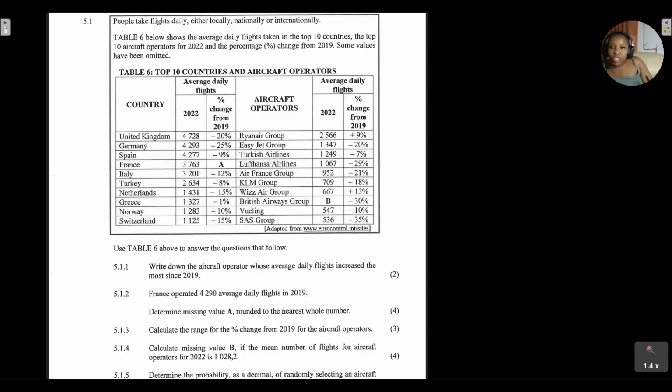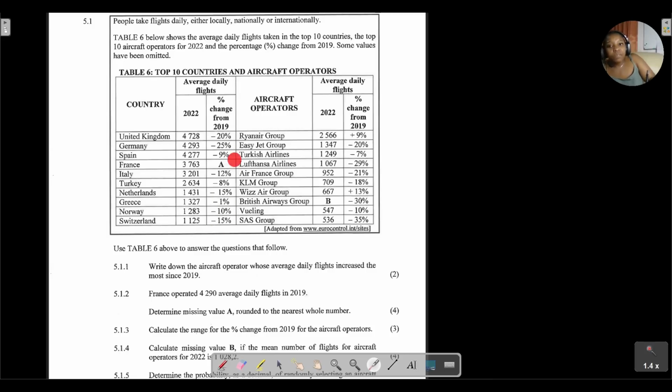Table 6 is the top 10 countries and aircraft operators. So when we're analyzing, we're given the top 10 countries here. This is the year 2022. What were the average daily flights that were taken? And then we were told that this is the percentage change from 2019. So we see that from 2019 there was a decrease of 20%, a decrease of 25%, a decrease of 9%. We don't know what's happening there. A decrease of 12%.